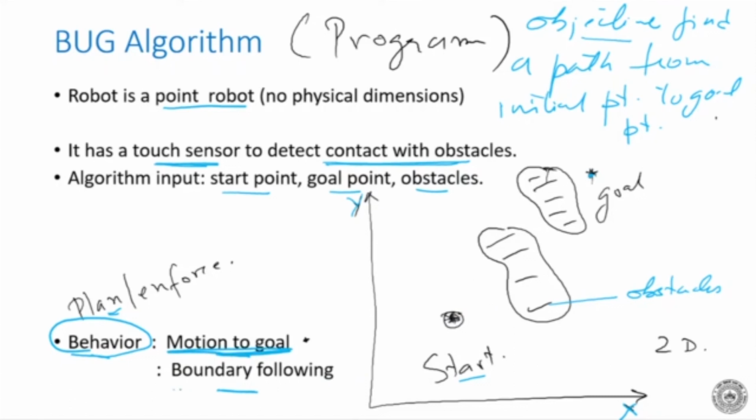The second is it should be boundary following, or rather obstacle boundary following, because it cannot go through the obstacle. So it should be able to follow the boundary or the contour of the obstacle. Okay, that is the essential plan for the bug algorithm. So what are we given? We are given the start point, goal point, and the obstacle. Now the program has to enforce number one, motion to goal, and number two, boundary following. Let's see how that is done.